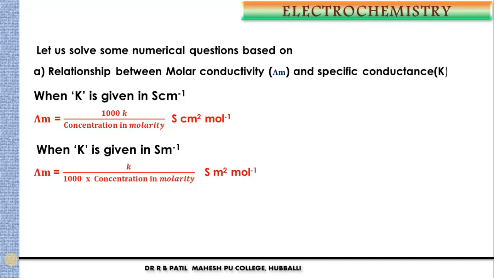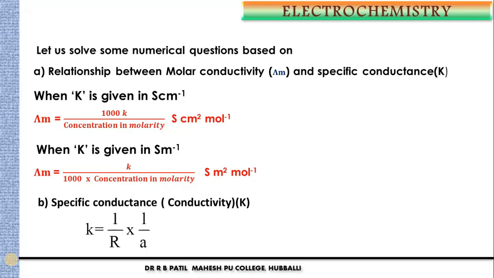This is the first concept on which we are going to solve some numerical questions. And the second concept is specific conductance or conductivity itself, and its mathematical form is given as K is equal to 1 by R into L by A, where L by A is also called the cell constant. So let us see the first one.